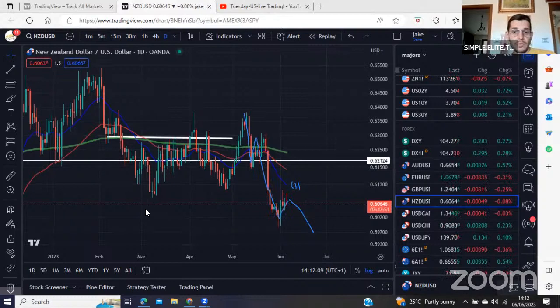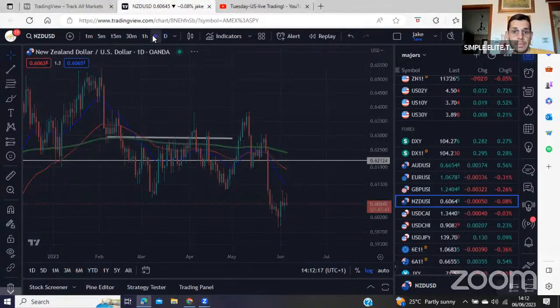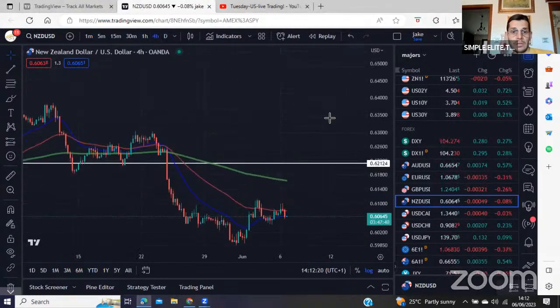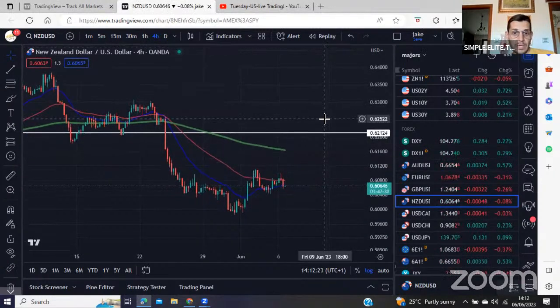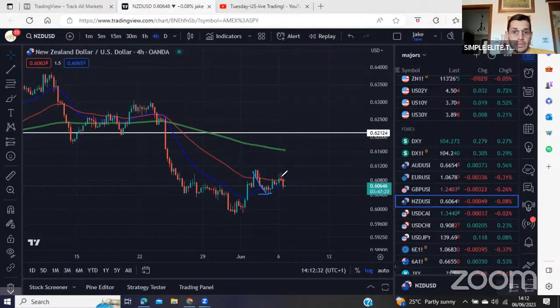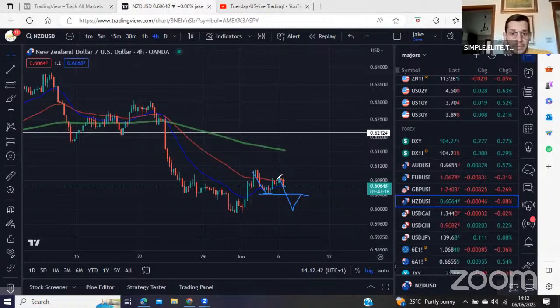So what we have to do now is just drop down the time frame and look for the best opportunity. So we see the 4 hour is still not showing the trend because price has to break this one. So price now has to break and retest this level here. Until then, I don't see the best opportunity.